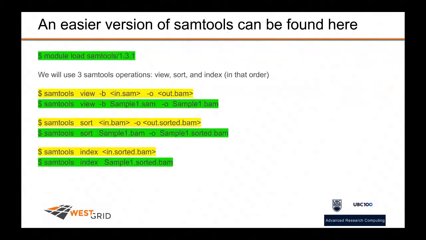There's an easier version of samtools if you don't want to link the commands as I did there, which saves time and space. But if you're just learning for the first time how to use these tools, then you can use a more simple approach, which would be first to run samtools view on the SAM file to create a BAM, then samtools sort on that BAM file to create a sorted BAM, and lastly samtools index on that sorted BAM.